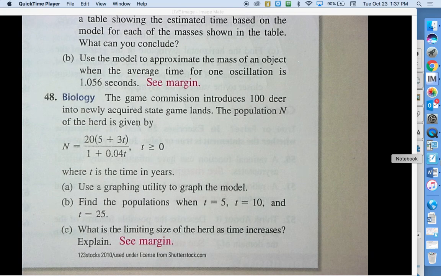But part C is the part that I thought was interesting. Because again, it makes you think about what it really means when you have numbers in a problem that refer to a real life situation. What is the limiting size of the herd as time increases? So remember that the x-axis is really t. So as time goes on, what is the y value? Or, in this case, the number of deer. Is there a max value?